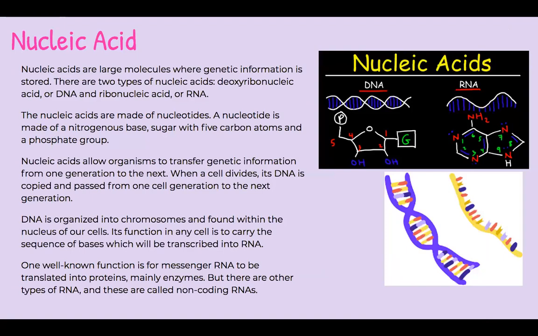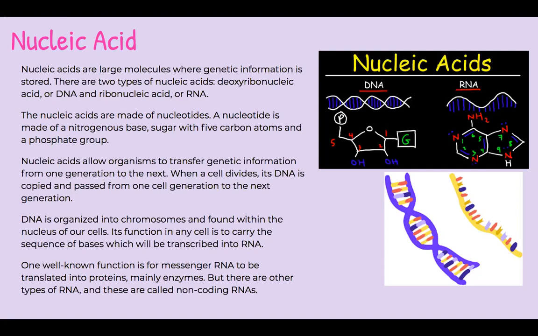Lastly, we have nucleic acid. Nucleic acids are large molecules where genetic information is stored. There are 2 types of nucleic acids, deoxyribonucleic acid or DNA and ribonucleic acid or RNA. So the nucleic acids are made of nucleotides. So in this situation, the nucleotide is the monomer and the nucleic acid is the polymer.